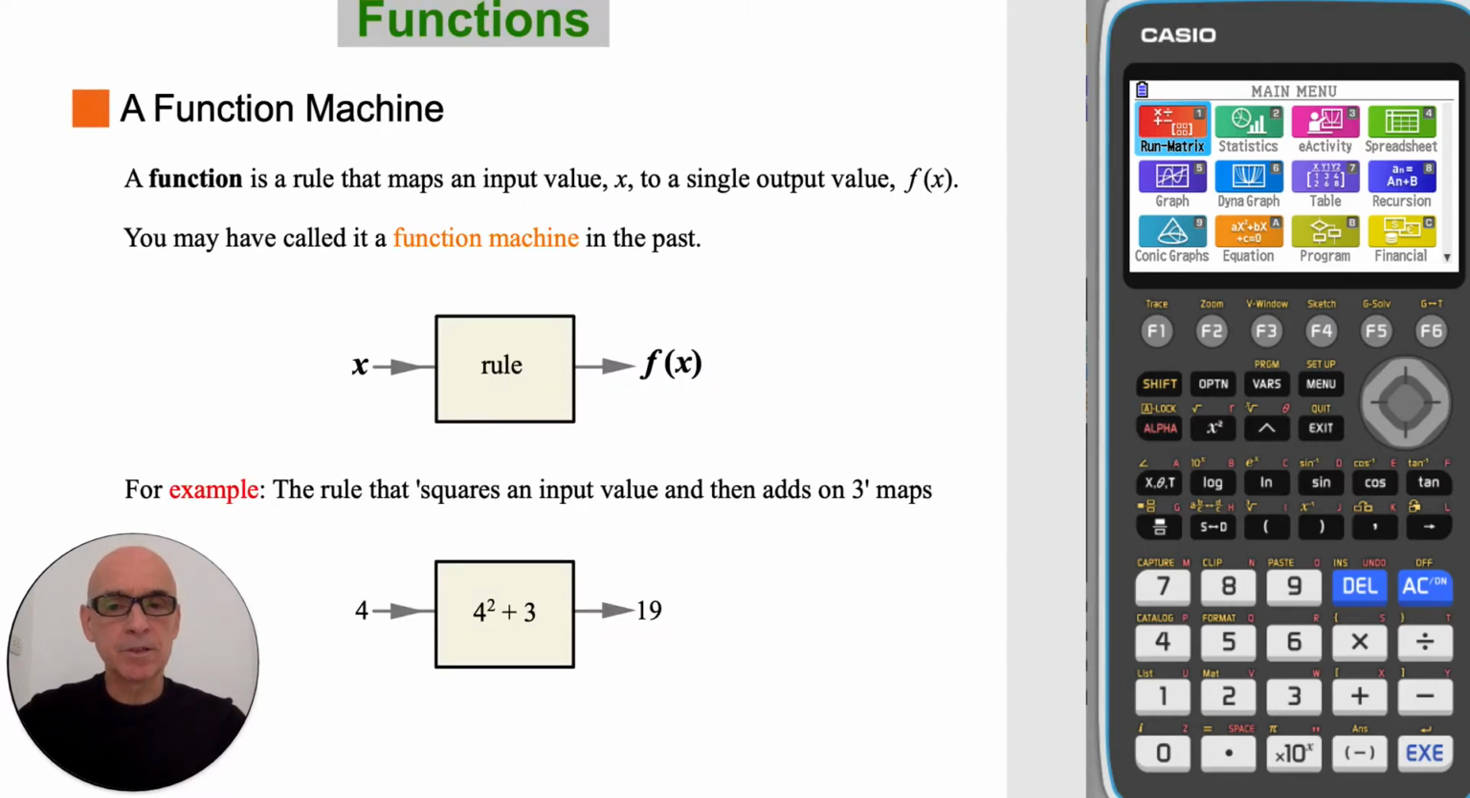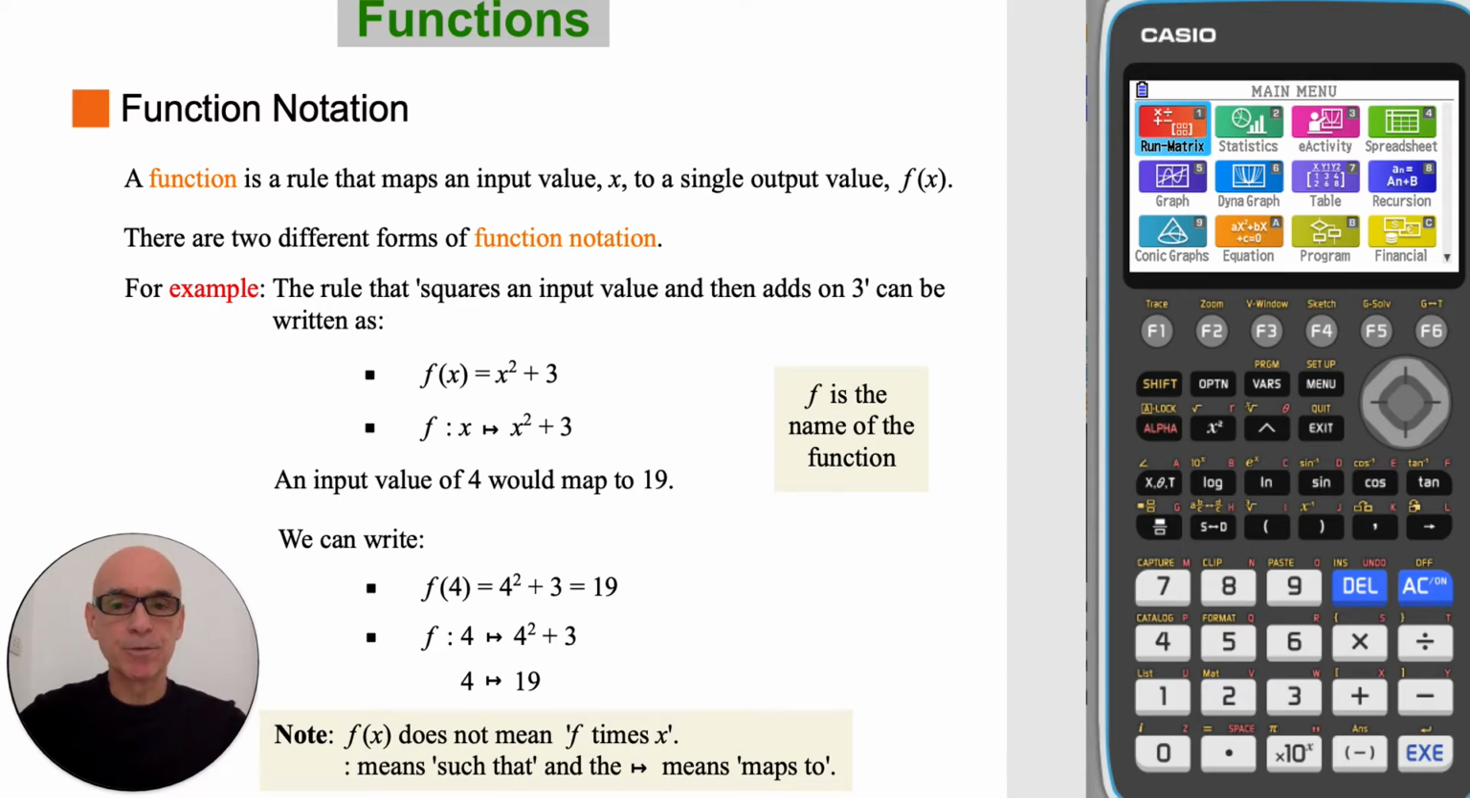A function is a rule that maps an input value x to a single output value called f of x. You may have called it a function machine in the past. For example, the rule that squares an input value and then adds on 3 would map the value 4 to 19, as 4 squared plus 3 is equal to 19. So a function is simply a calculation on an input value to produce an output value.